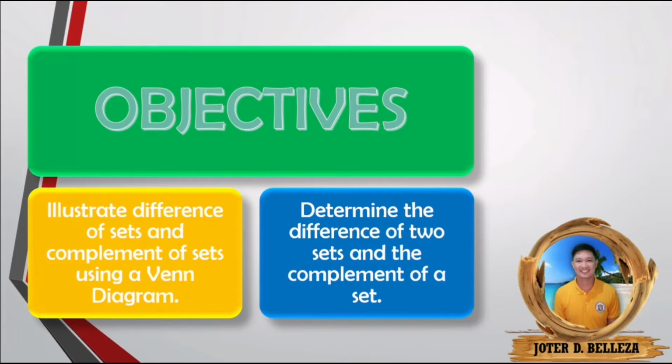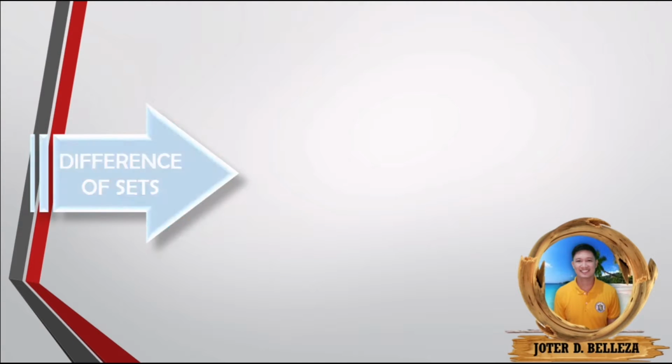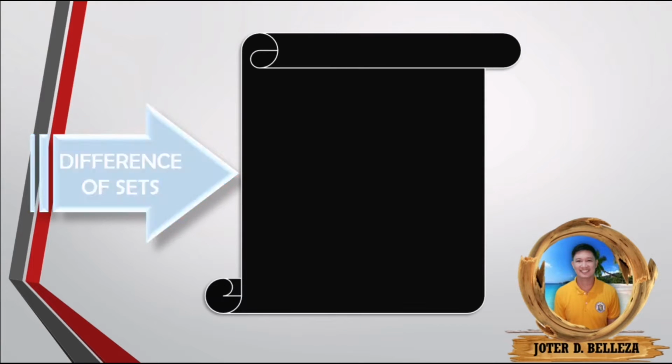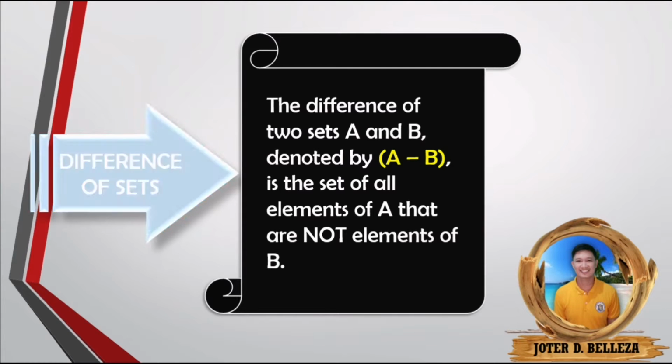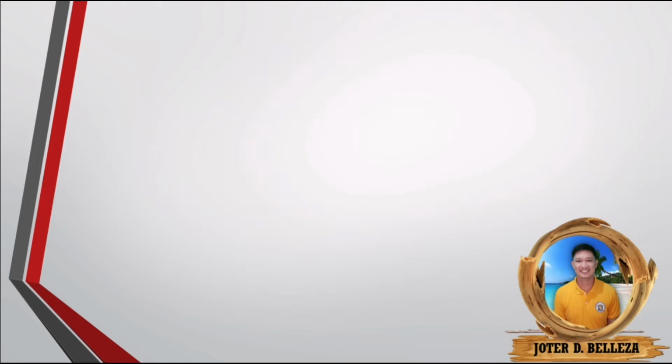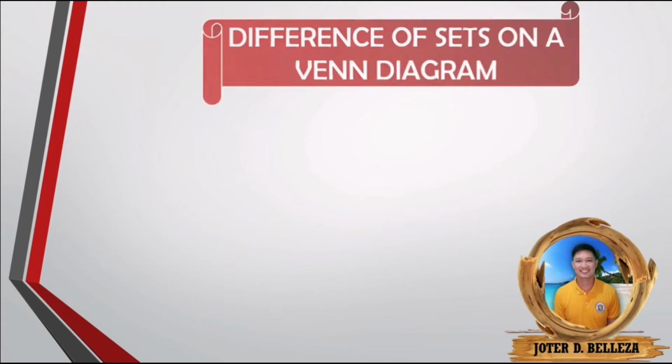Okay. So I'm going to discuss first difference of sets, right? But before that, I'm going to give you a short definition of difference of sets. The difference of two sets A and B, denoted by A minus B, is a set of all elements of A that are not elements of B. What does it mean? It simply means that to determine their difference, all you have to do is to take away all the elements of B that are found in A. Those remaining elements of A determine their difference.